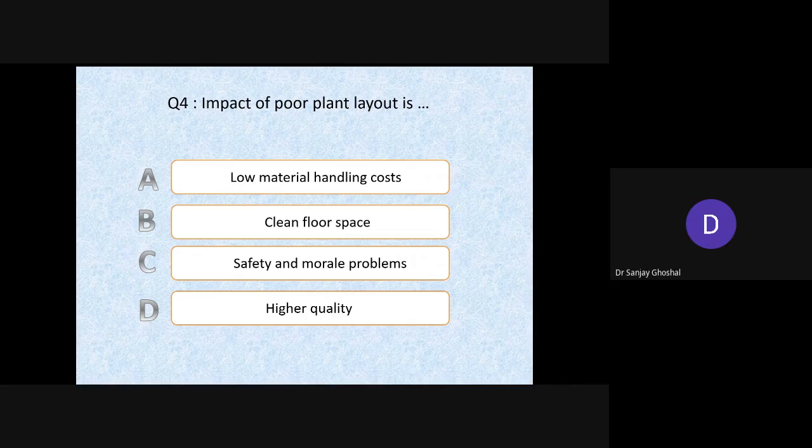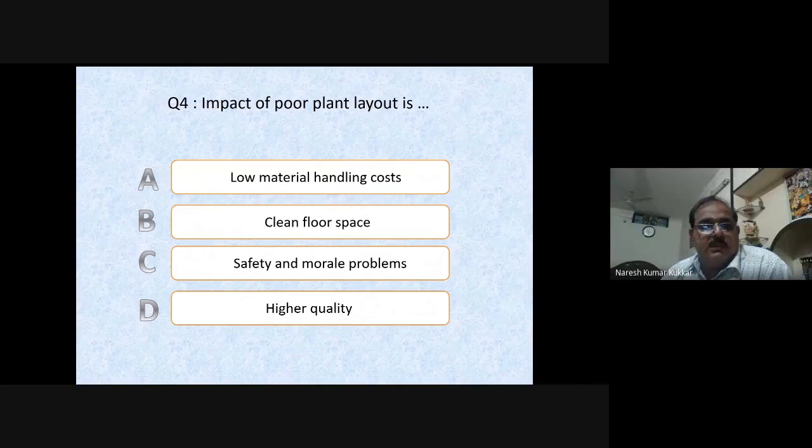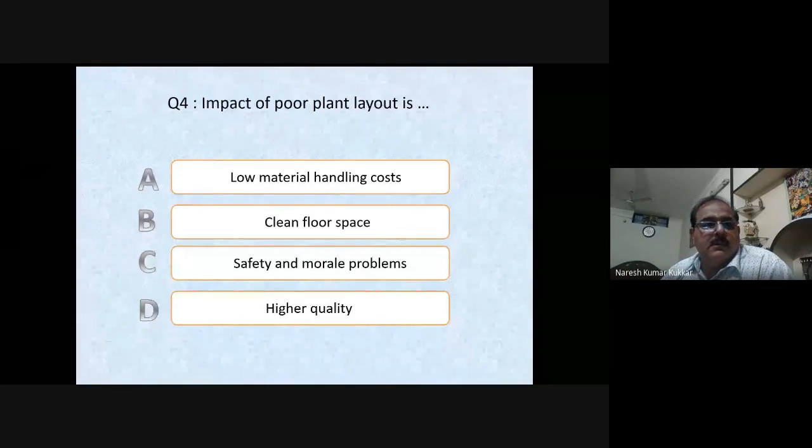What happened? Visible or not? C. Safety and morale problem. But it's not visible to me. What happened? Well, it's not visible to me. Okay, now it's good.